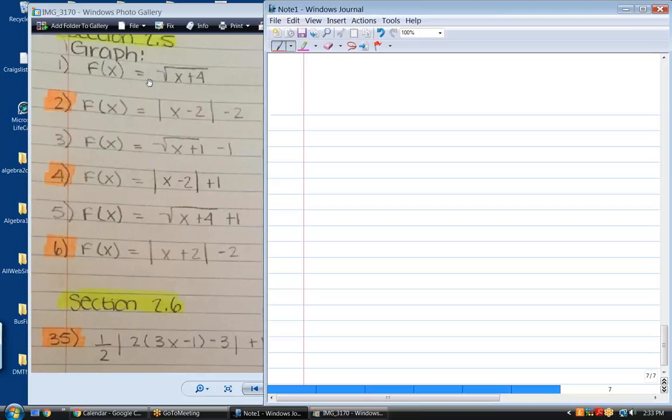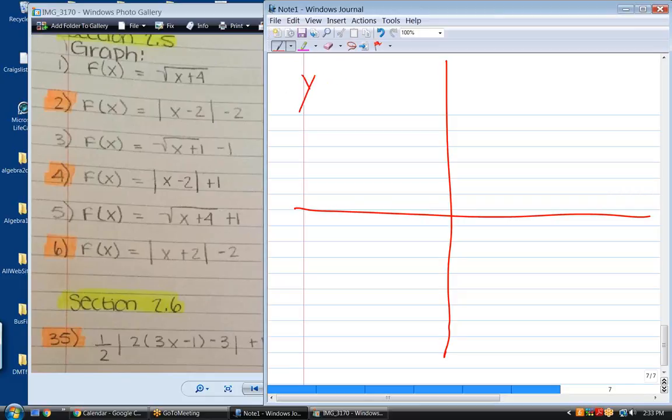What's the elementary function on number 1? Isn't that a quadratic? No, it's y equals square root of x. In other words, here's the elementary function. What's different about this function? Oh, and incidentally, let's graph the elementary function.